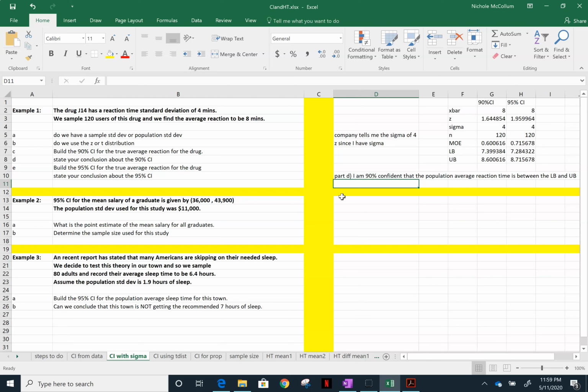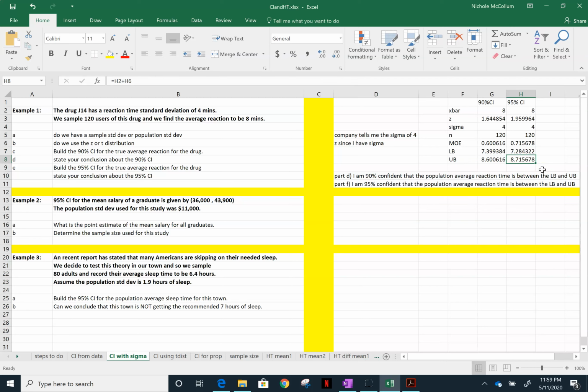And so just like that, my formula adjusts and I create my part E, my 95% confidence interval. And then part F, though it's not labeled, I can make my sentence. I am 95% confident that the population average reaction time is between, and now you restate your numbers. In the case of 95%, it's 7.2 to 8.7.